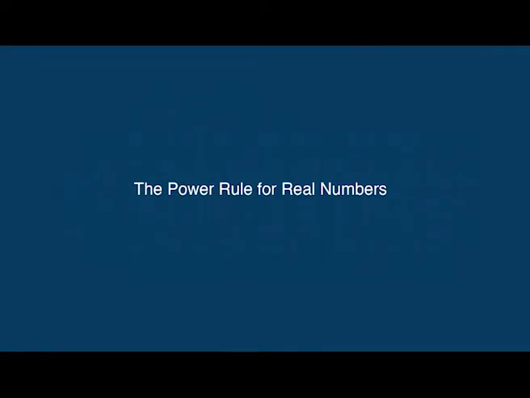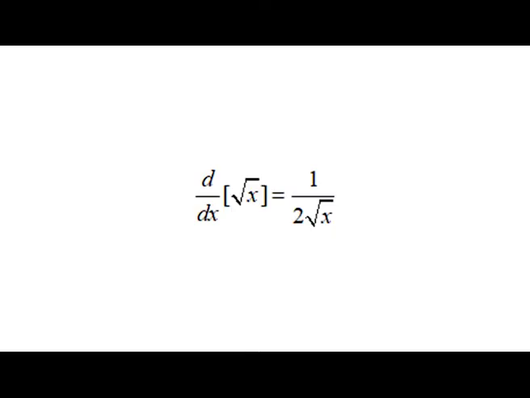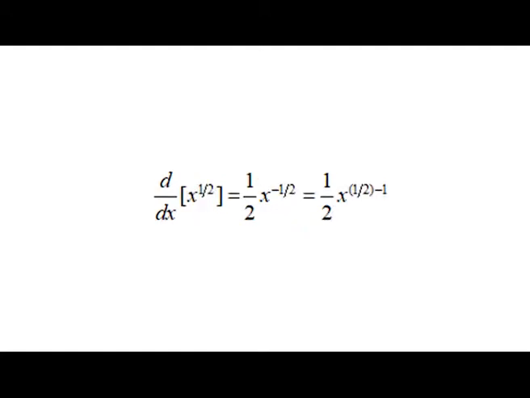The power rule for real numbers. So far we have discussed the power rule for positive and negative integers. In the previous session, we have seen that d/dx of square root of x is equal to 1/(2 square root of x), that is d/dx of x^(1/2) is equal to 1/2 x^(-1/2), which is equal to 1/2 x^(1/2 - 1). This shows that the power rule is valid for the rational number n = 1/2 as well. In fact, it can be shown that this formula holds for any real exponent. We state this more general result for our use now.